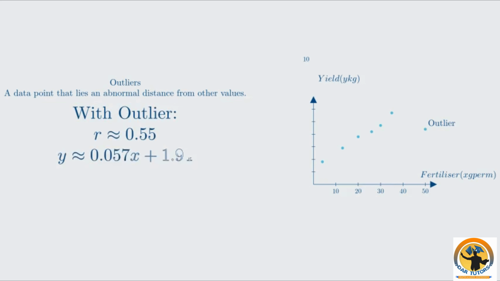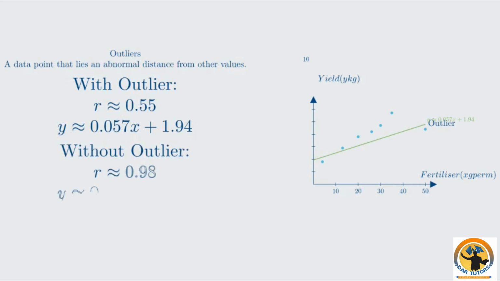With the outlier included, the correlation coefficient r is about 0.55, and the regression line is y = 0.057x + 1.9. If we remove the outlier, the correlation becomes much stronger at about 0.98. The regression line also changes, becoming y = 0.07x + 1.77. The gradient has increased. The outlier had a significant impact, weakening the perceived correlation and changing the line. Deciding whether to keep or remove an outlier is a critical step in data analysis, and often requires understanding the context of the data.